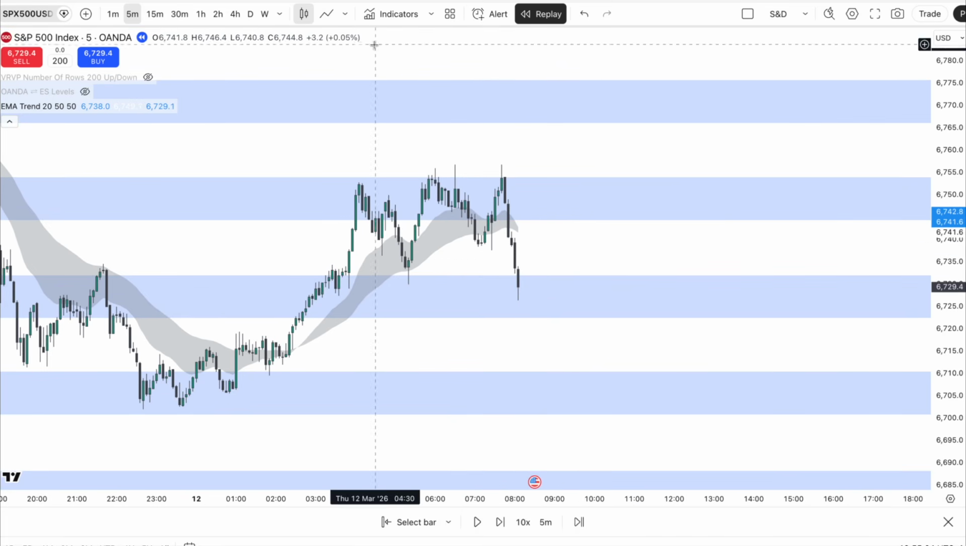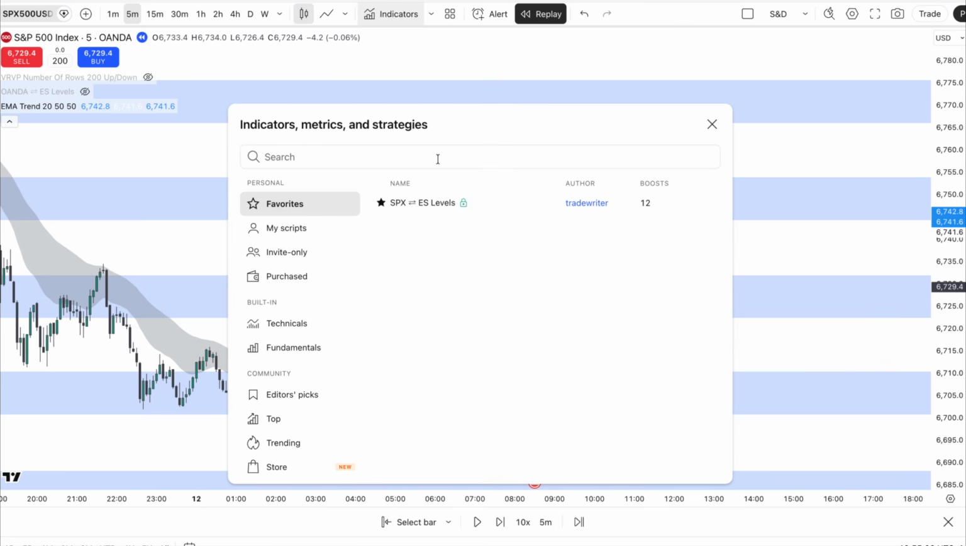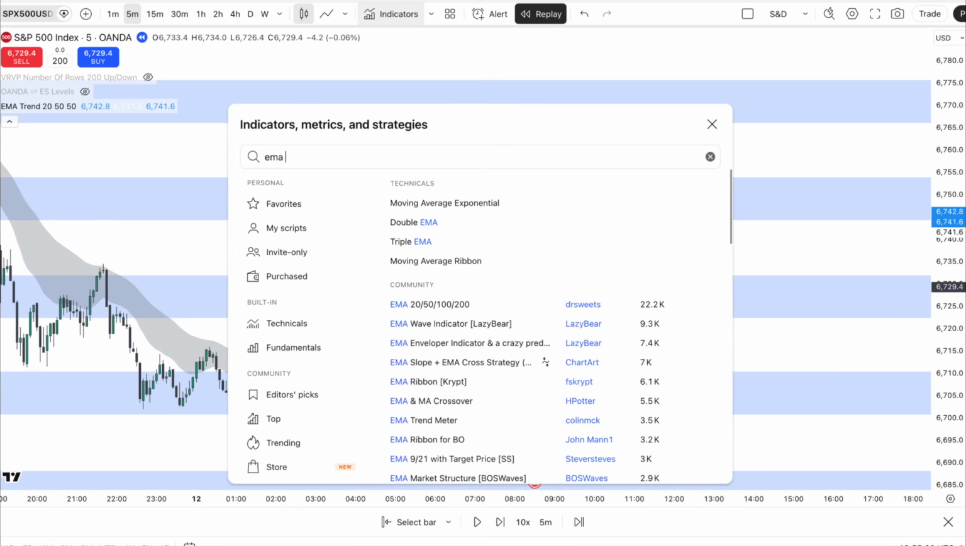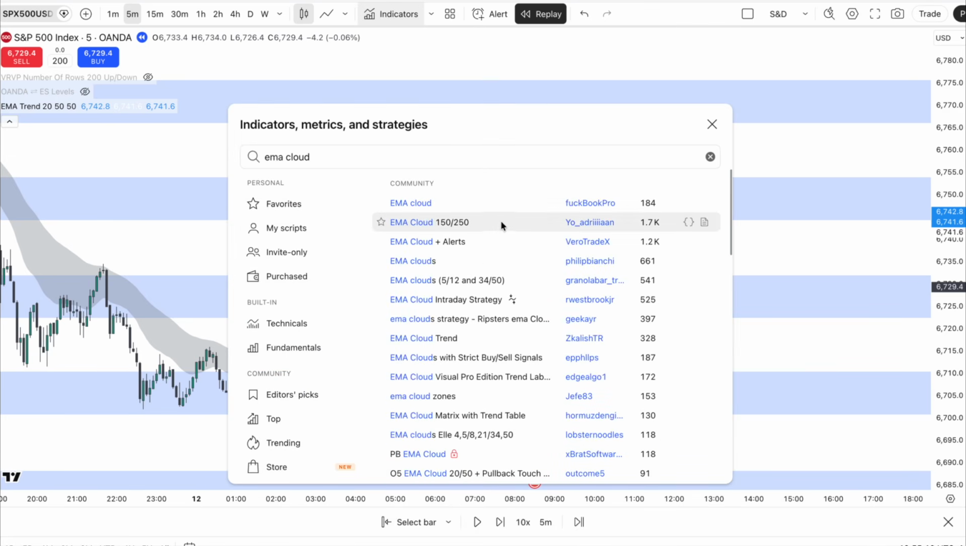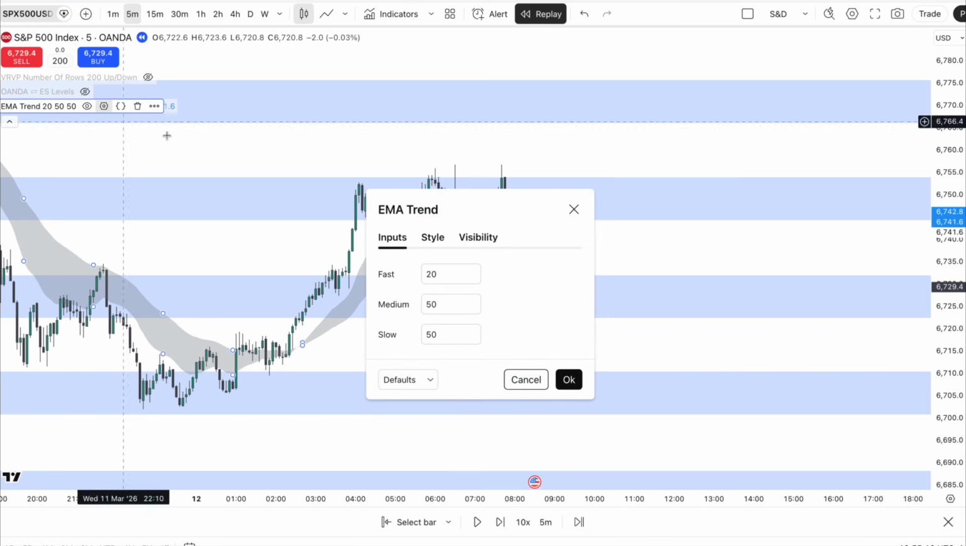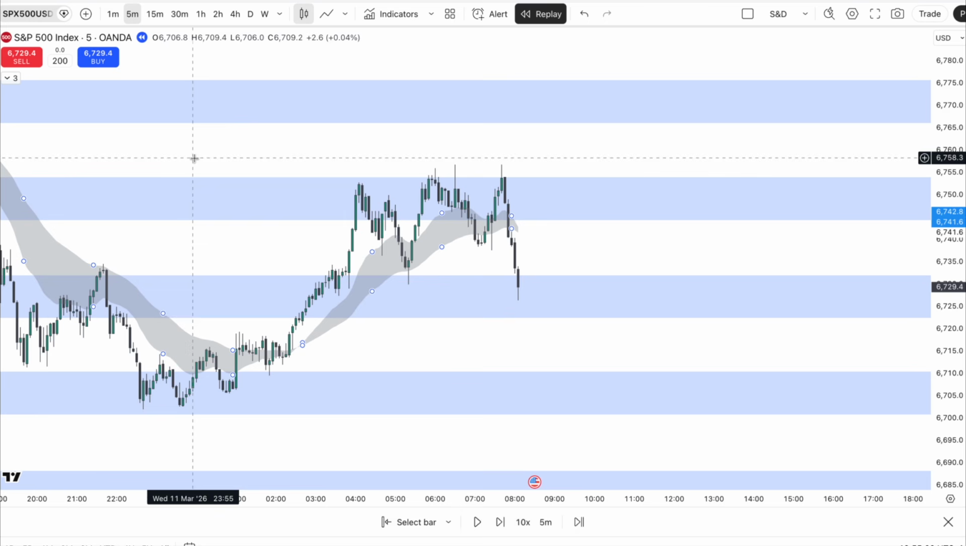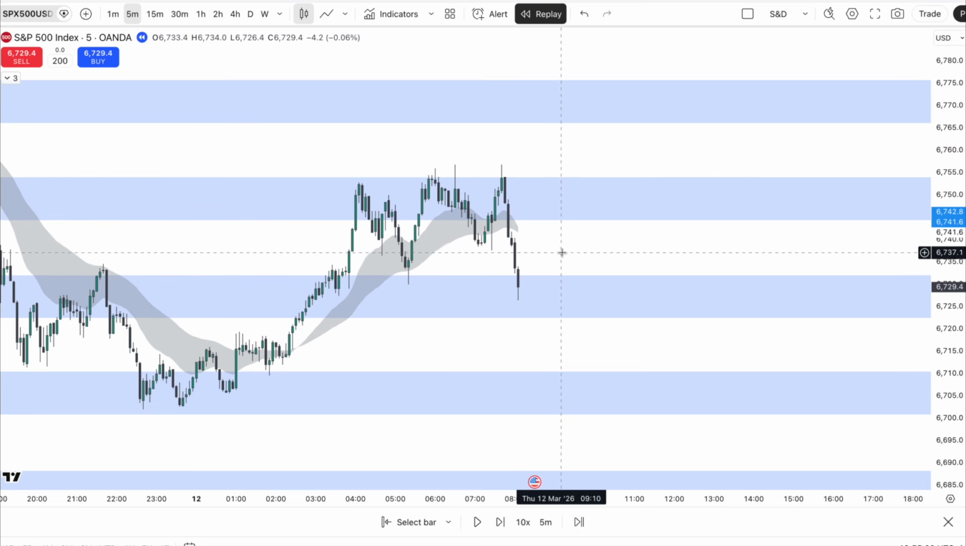First, you're going to go into the Indicator tab on TradingView and type in EMA Cloud, and you're going to see a few options. Select the second one right here. Then you're going to go into the indicator settings and change them to 20, 50, and 50. Once you've done that, you should get something that looks like this. Now we have our cloud set up.